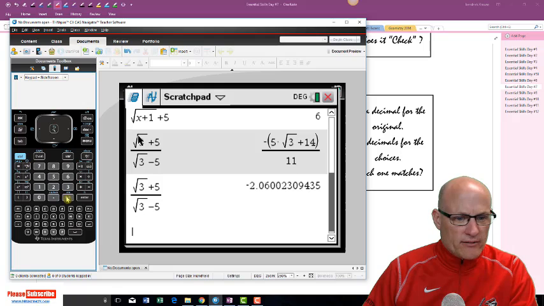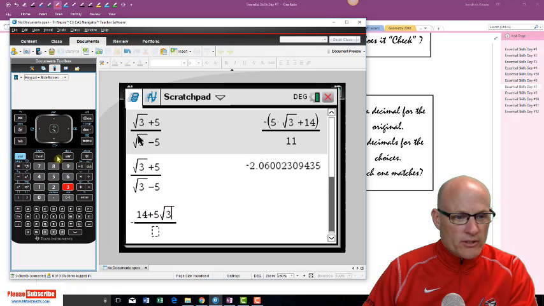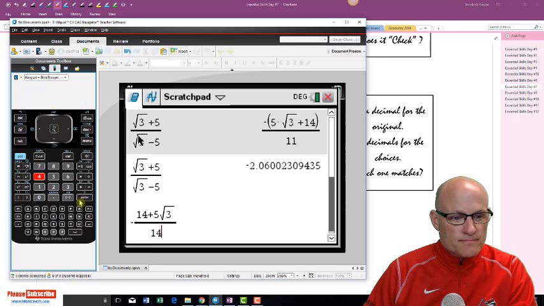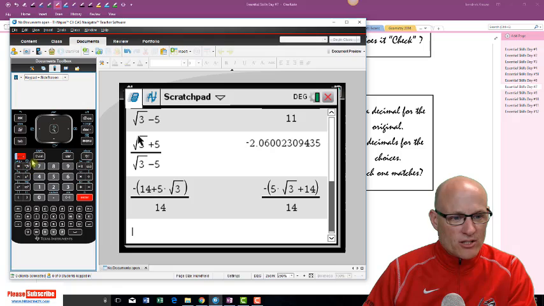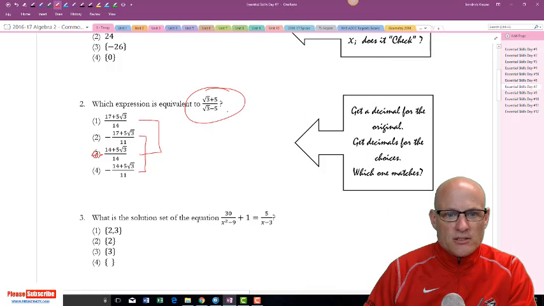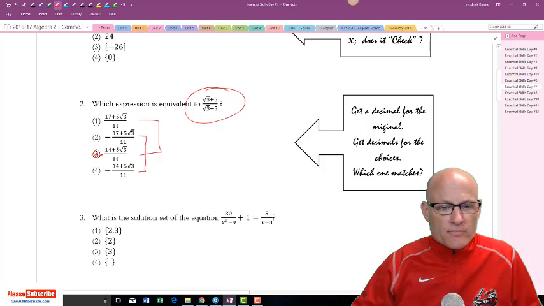So negative, control division, 14 plus 5 square roots of 3 over 14. That's not going to be it either. Oh, gosh darn it. I don't think any of these are the right answers for some reason. I think they're all wrong.